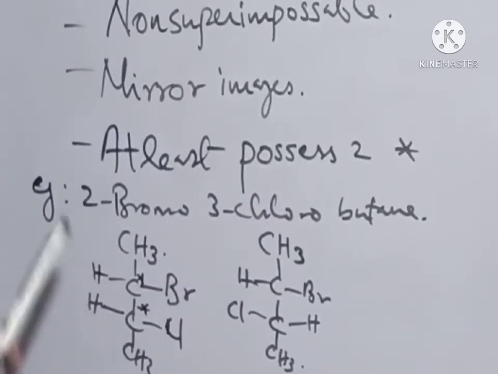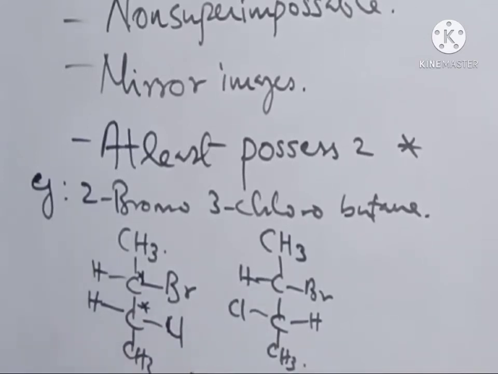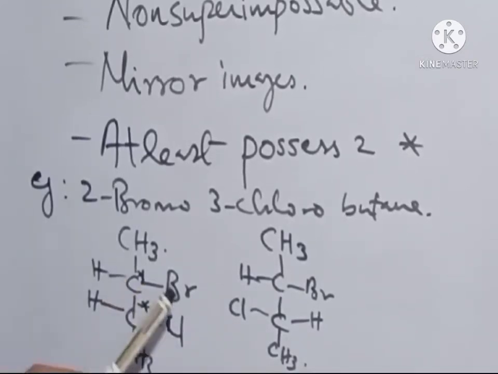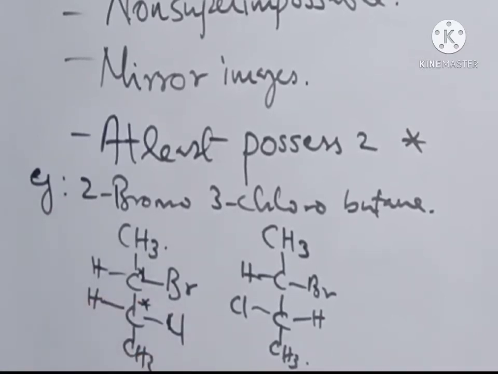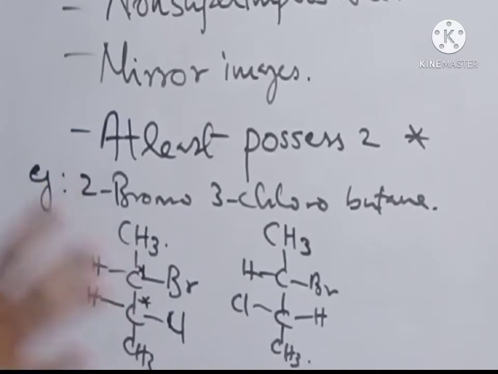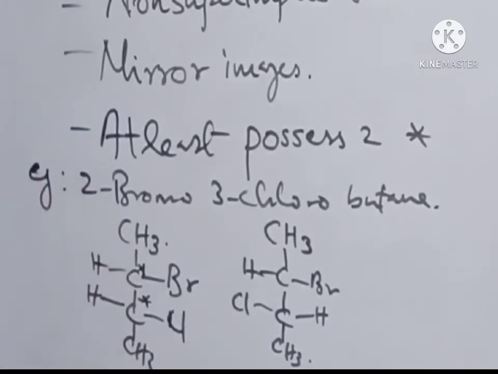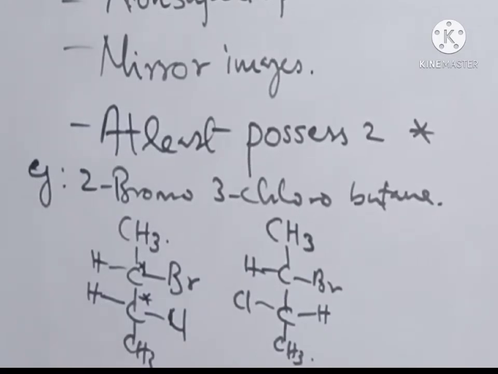Here, one of the chiral centers has its configuration inverted, and in the next one, the configuration is identical. That is, in one of the chiral centers, the positions of the groups are interchanged, but not in the second stereogenic center.